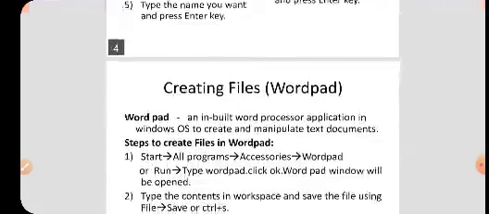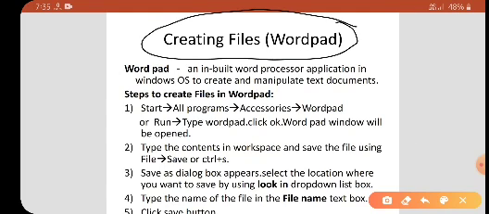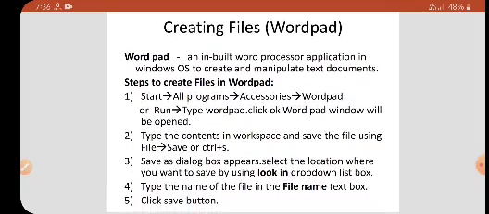And the next one, creating files in WordPad. So what is WordPad? WordPad is an inbuilt word processor application in Windows OS to create and manipulate text documents. What are the steps to create a file? First, start the program: Start, All Programs, Accessories, WordPad, or in Run, type WordPad and click OK. The WordPad window will open, and type whatever contents you want to create, and save the file using File, Save or Control plus S.